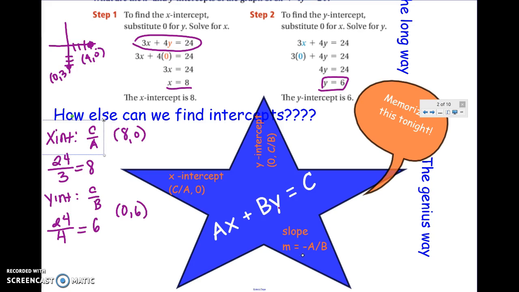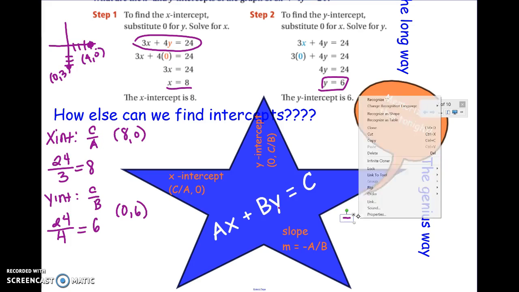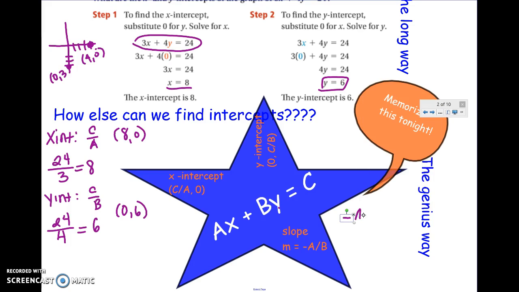So let's look at the slope. Slope is negative a over b. So here's the a, 3, negative 3 over b, 4. So my slope is negative 3 over 4, and we know that the symbol for slope is m.